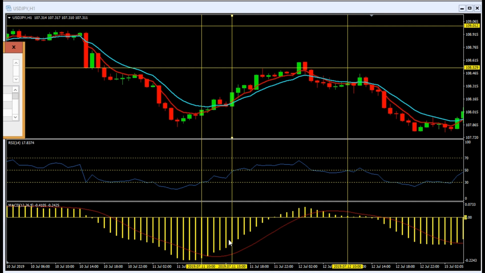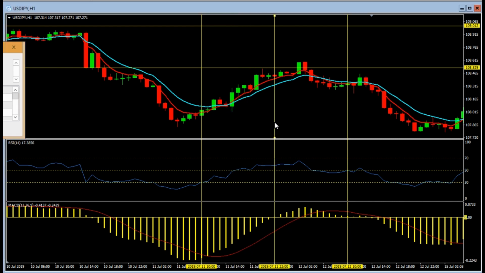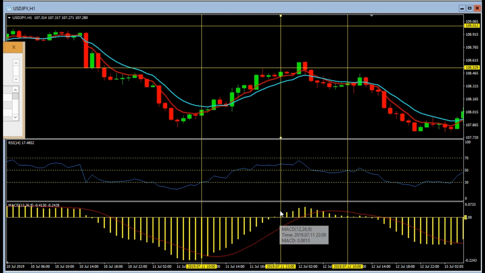Some people do use the MACD when they see the bars are getting shorter, weaker and weaker and weaker. So they will take the trade here. Okay, but we will wait until we see the MACD going above the zero level. So this is where the MACD goes above zero level, and this is where you will buy.